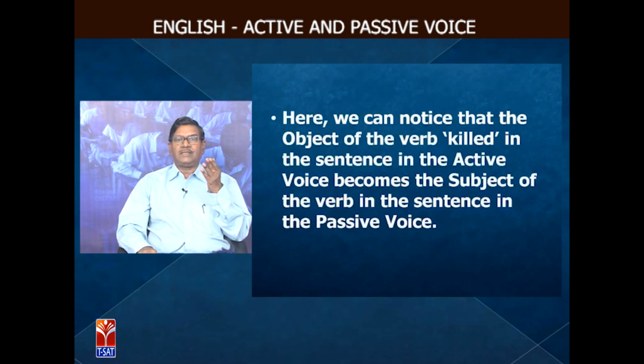Here we can notice that the object of the verb killed in the sentence in the active voice becomes the subject of the verb in the sentence in the passive voice. Tiger is the object in the sentence in active voice, and it becomes a subject again in passive voice. So, that is one important change we should keep in view.